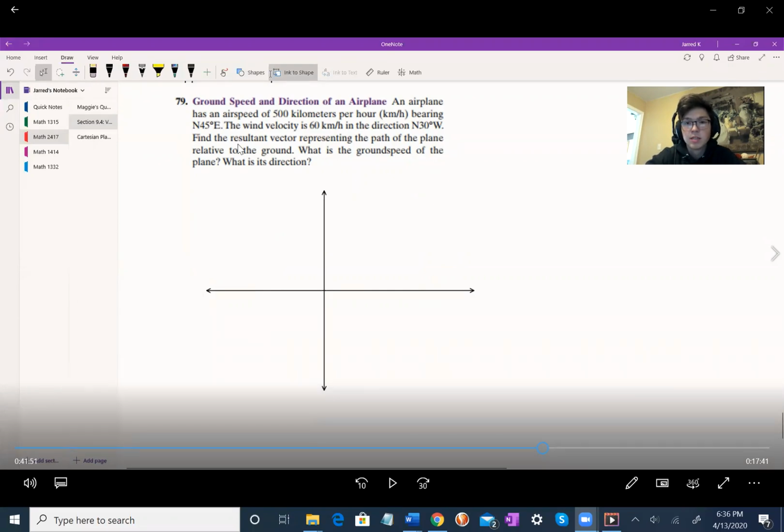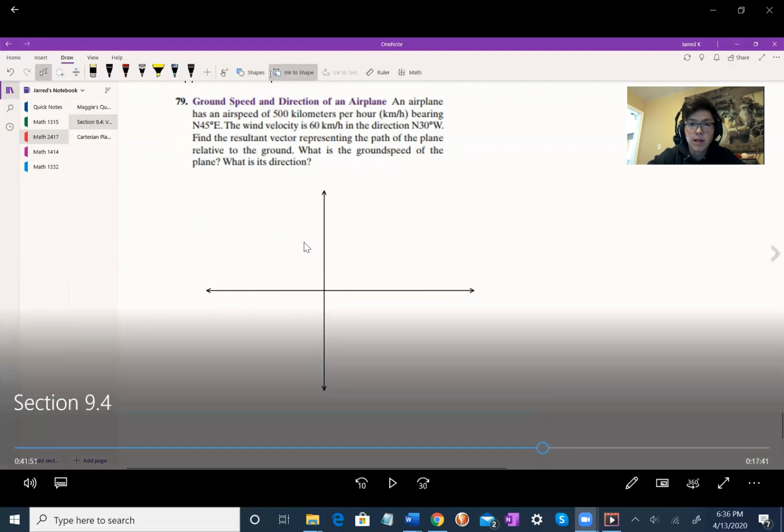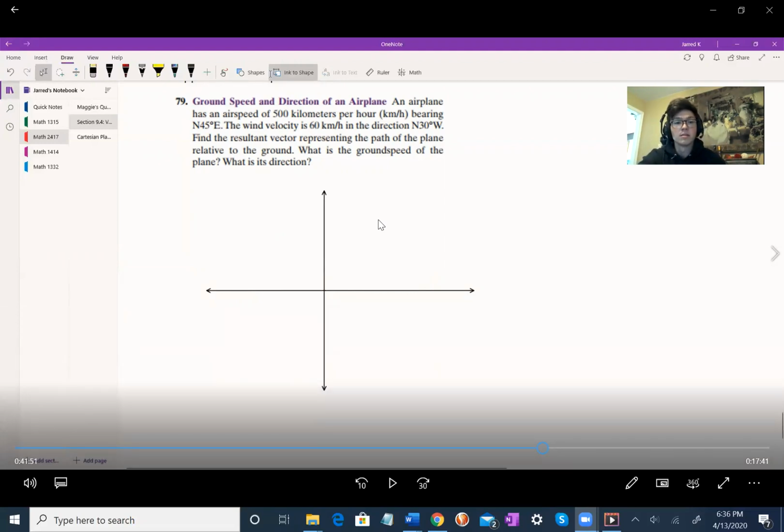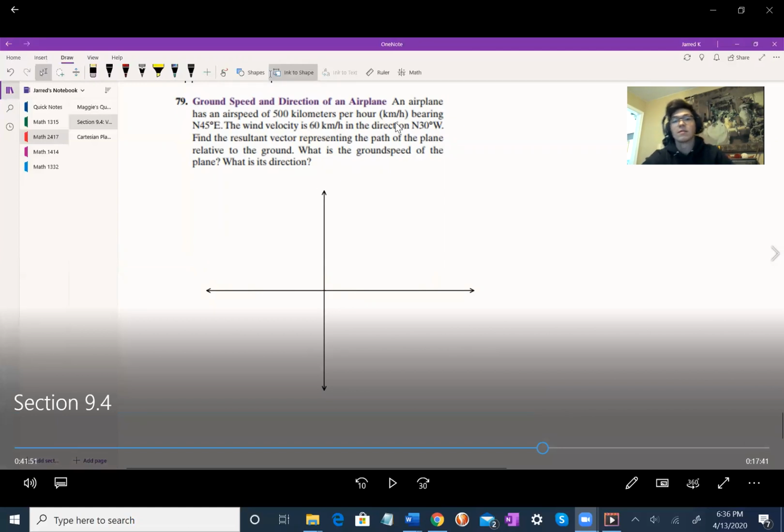Okay, so three things, right? We just got to find a picture that shows how the vector is going to work. We're looking for the ground speed of the plane because we're having an airplane taking off and then the wind is also pushing against it. And then what is its direction? So we're also going to find its compass bearing. Okay. So let's go ahead and skip ahead a little bit.